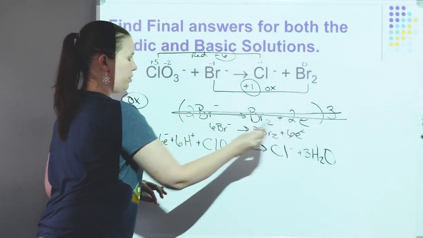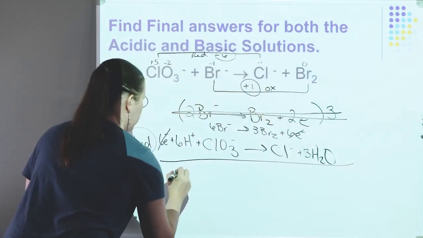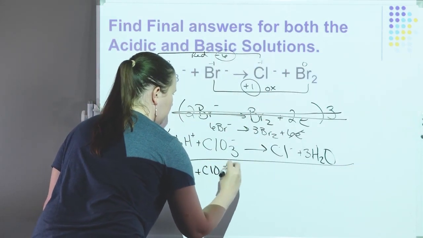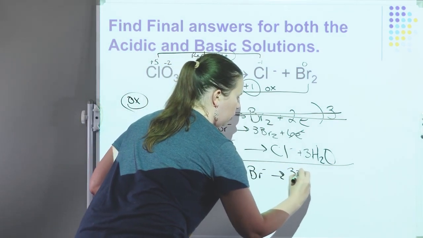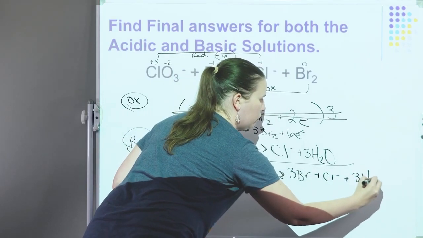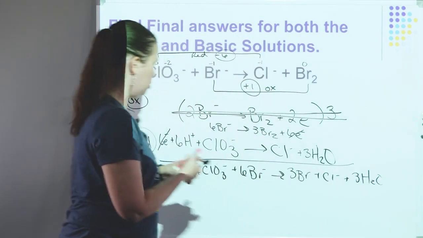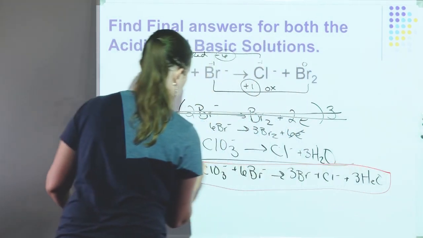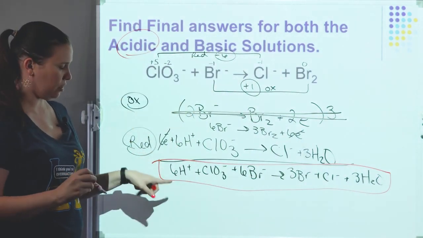In this case, only the electrons cancel, so now I can start combining everything. So I have my 6 hydrogen ions and the ClO3 minus and my 6 bromine ions, producing those 3 bromine molecules, the chlorine ions, and 3 waters. This combined reaction would be the finished answer for my acidic solution. Got my hydrogen ions here.